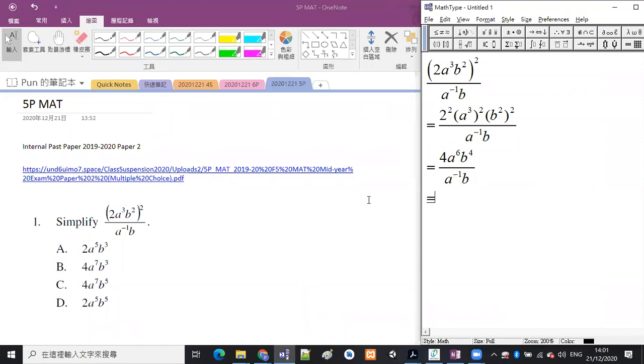And then we will split into 3 columns. The number column, we have 4 on the top, because all of them are fractions. And then a^6 on the top and a^-1 on the bottom. And then we have b^4 over b. Okay, and of course you may supply a 1 here.